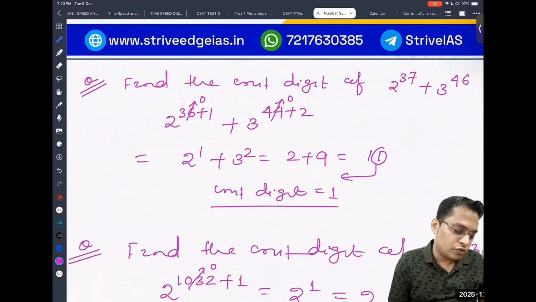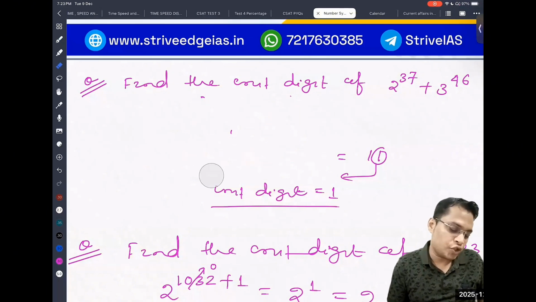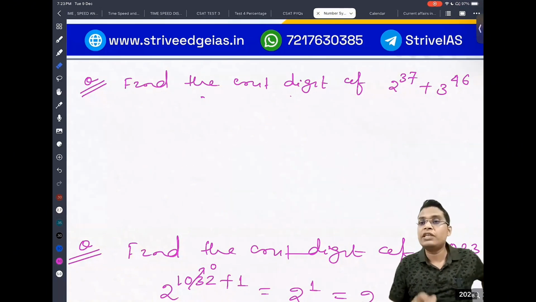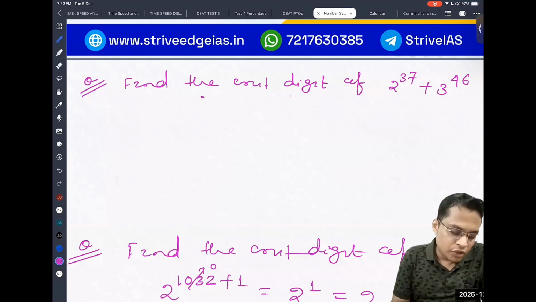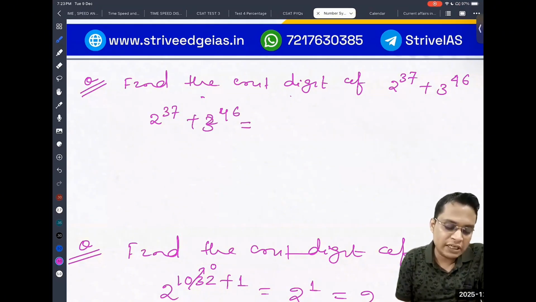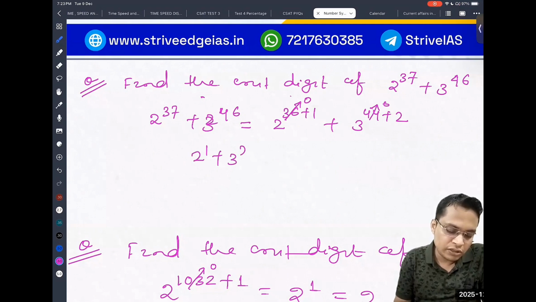Okay, so next question, they're asking to find the unit digit of this sum. In the previous question we did the multiplication. Now it is asking for the sum of these two numbers. So I can write 2 to the power 37 plus 3 to the power 46. So 2 to the power 37 I can write as a multiple of 4, that is 36, plus 1, plus 3 to the power 44 plus 2. This is a multiple of 4, so we eliminate it. So it is 2 to the power 1 plus 3 squared. So 2 plus 9, so it is 11.